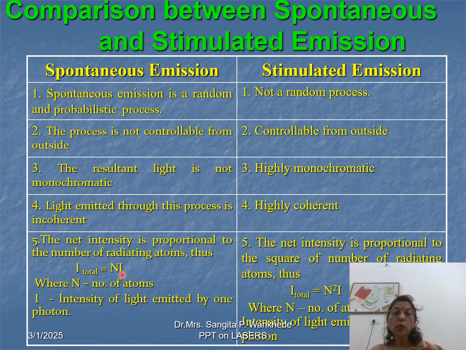Here the net intensity of the emitted light depends on how many atoms are emitting photons. So the total intensity is I total = n times I, where I is the intensity of light emitted by one atom. In stimulated emission, the net intensity is given by I total = n square I naught.